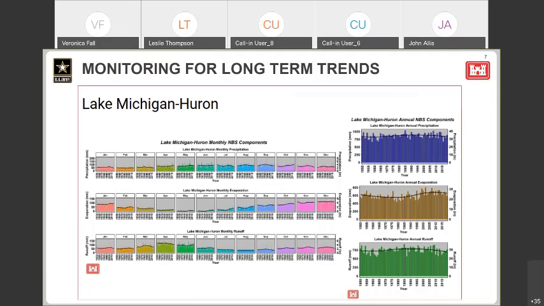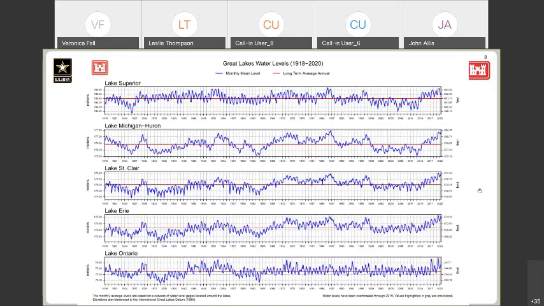I guess spoiler alert here: for Michigan-Huron, there's not a whole lot of obvious noteworthy trends, although evaporation is the one thing that has stood out. Over the last 30, 40 years, we've generally seen an uptick in evaporation. But again, I encourage you to look at this information. We have these broken out separately for each of the components and each of the lakes on our website. All right, next slide.